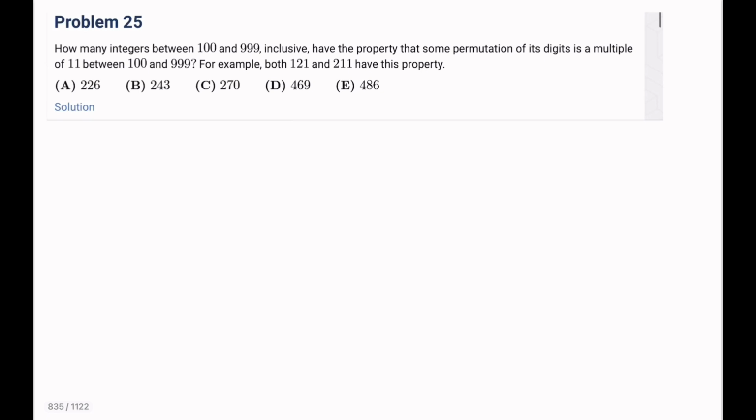Our last problem, number 25. How many integers between 100 and 999 inclusive have the property that some permutation of its digits is a multiple of 11 between 100 and 999? For example, both 121 and 211 have this property.